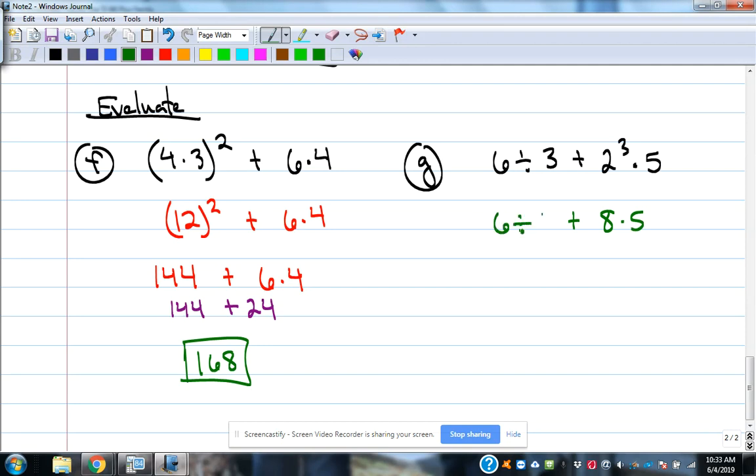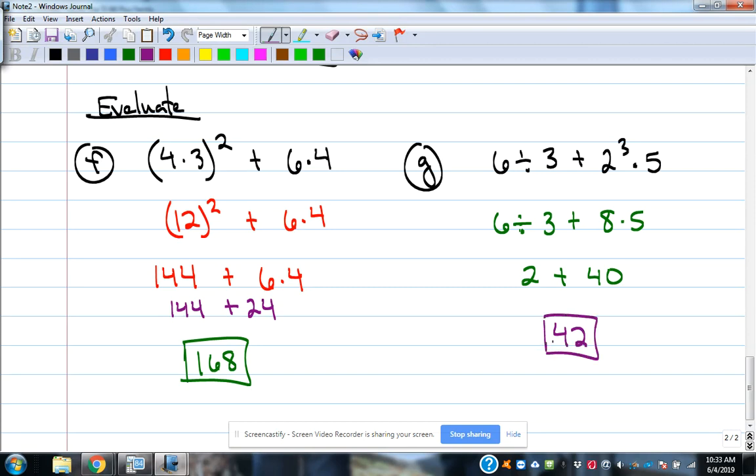And then, which one of those happens first? The 6 divided by 3 or the 8 times 5? 6 divided by 3. Yeah. Multiplication and division are the same rank, but it should go left to right. So 6 divided by 3 is going to happen first because it's the closest to the left. So that's going to be 2. And then technically, the next thing that happens would be the 8 times 5, which would be 40. And then we would add last, which gives 42.